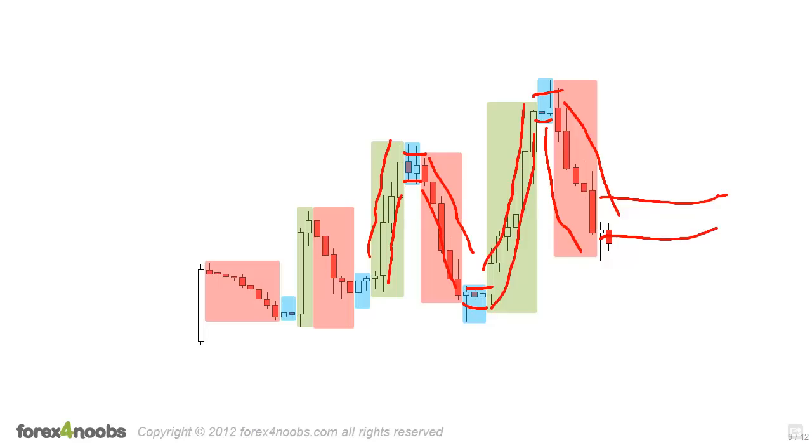So the key is transitions. By identifying transitions, you can predict the depth of trends and enter reversals. So price action analysis, like I said, is the key to successfully trading the Forex market. And transitions are the key to successfully trading price action.